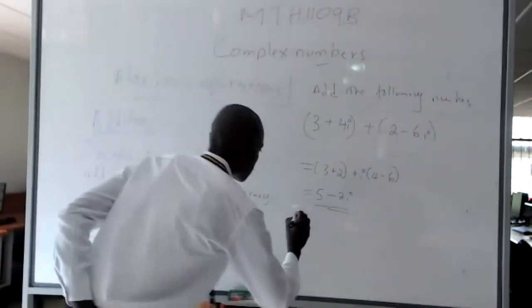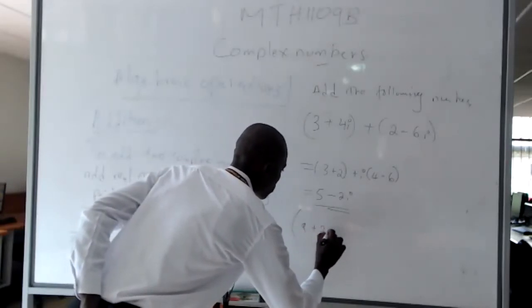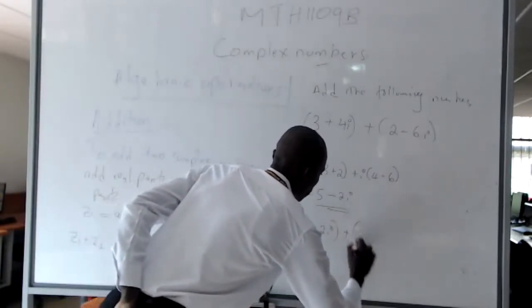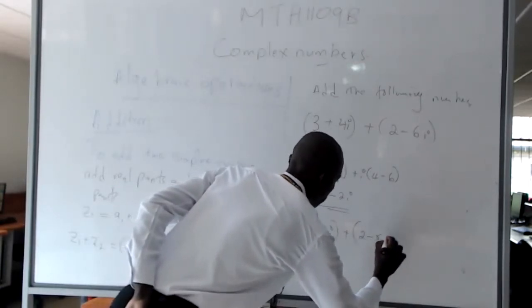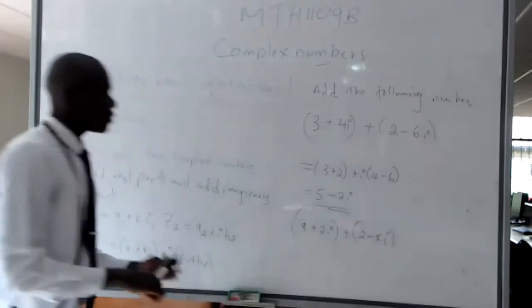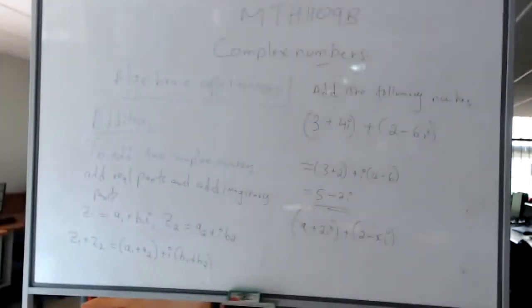How about the complex numbers A plus 2i plus 2 minus xi? What will be the sum of these two complex numbers?